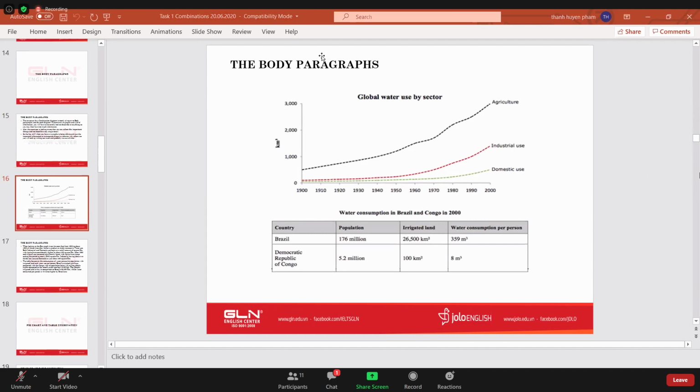When we look at the table, it's a straight comparison between two sets of numbers. So the examiner would be looking for comparative language. And in that comparative language, what are the actual differences? So let's have a look at the body paragraphs.